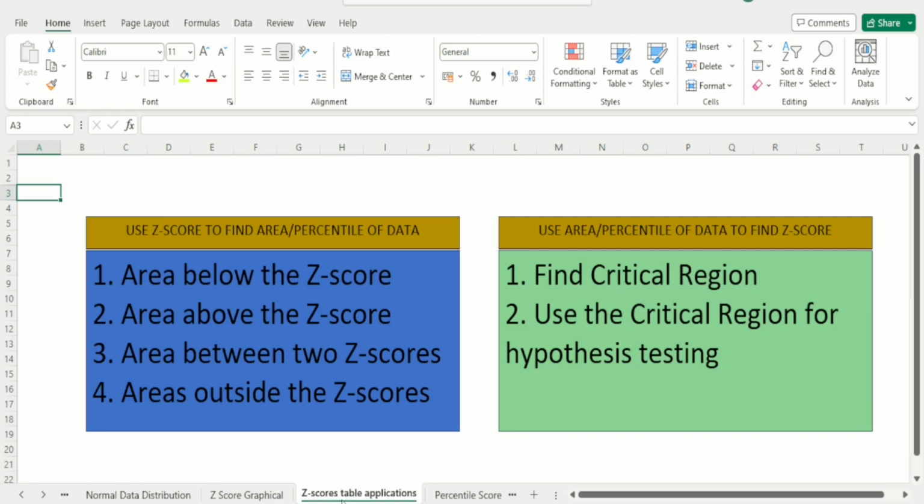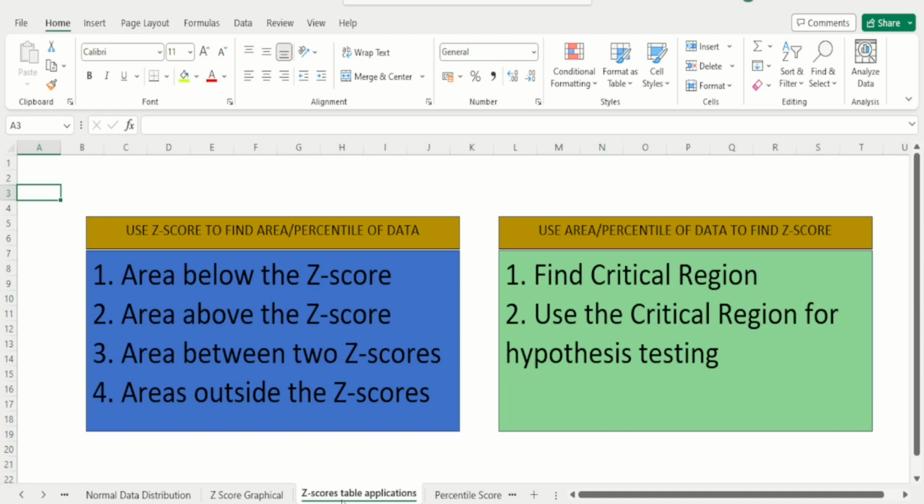So the first application area is when you have a z-score and you're trying to find the area of the curve of the normal distribution or the percentage of data points. So here you can use a z-score table, given the fact that you already have a z-score.